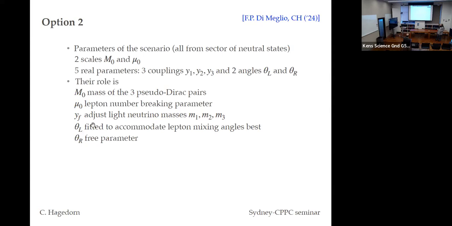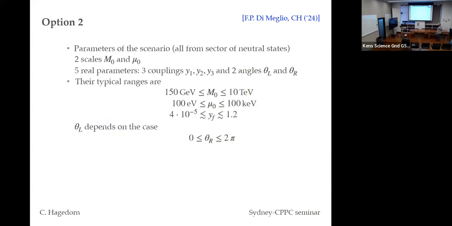For the two angles, theta L is the one which I use in order to fit the lepton mixing angles, or to get close to them and see what kind of predictions I get for the leptonic CP phases. While theta R is a free parameter which is not directly related to anything in phenomenology.